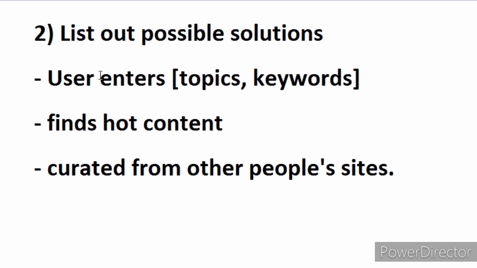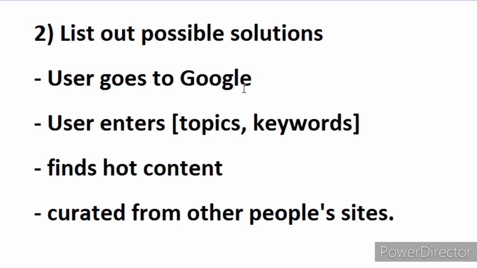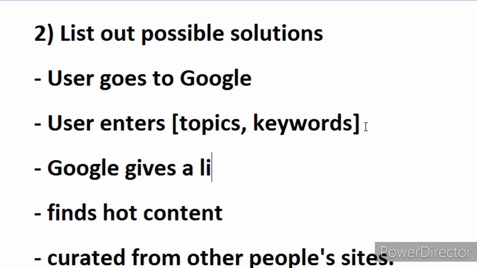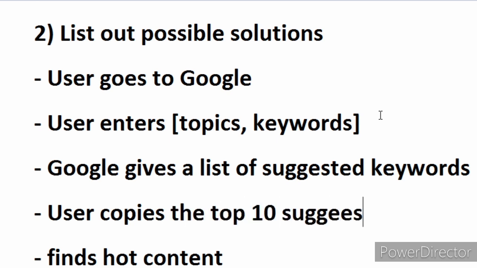Okay, so user enters topics and keywords. Let's say user goes to Google. And I'm going to rewrite this in a minute, but let's just make it simple. User goes to Google. User enters topics and keywords. Google gives a list of suggested keywords, suggestions. And the normal process is that the user copies the top 10 suggested keywords.